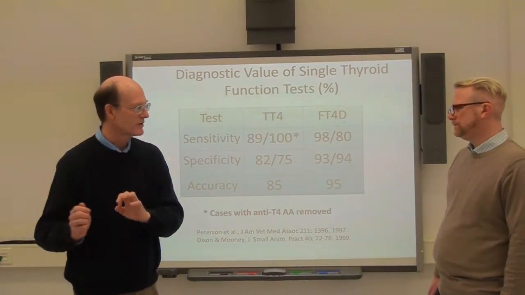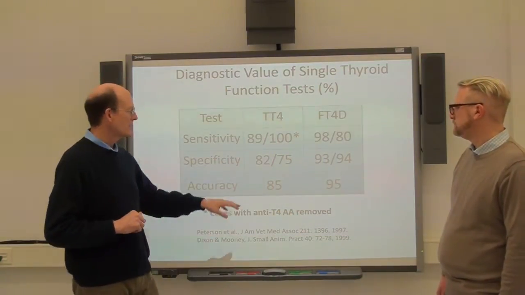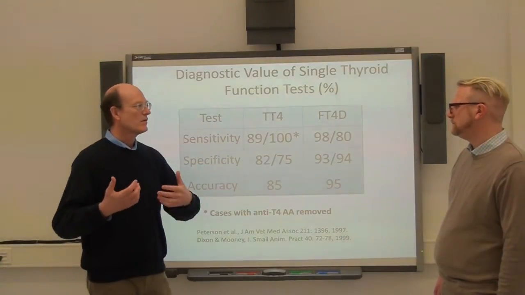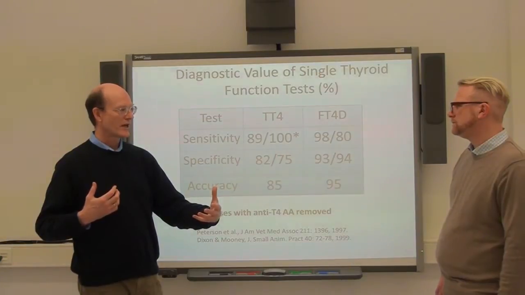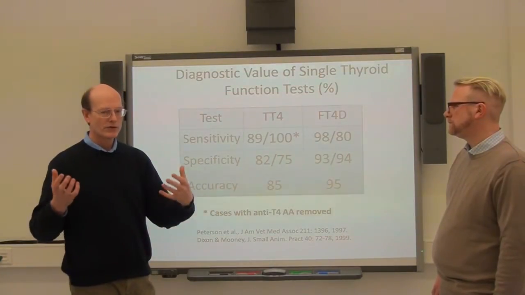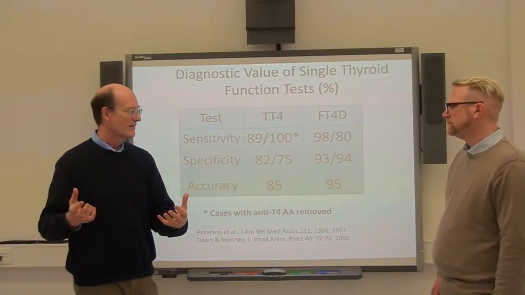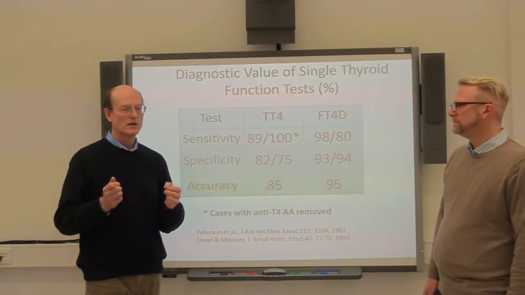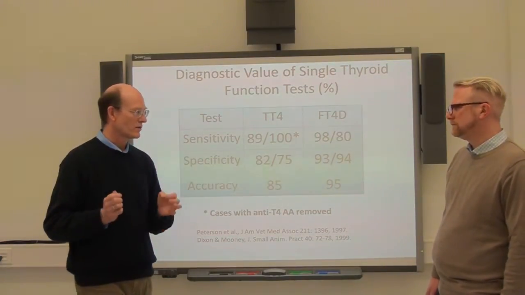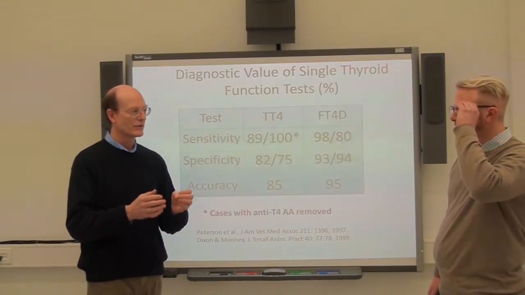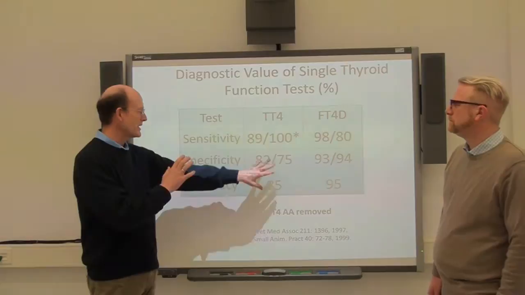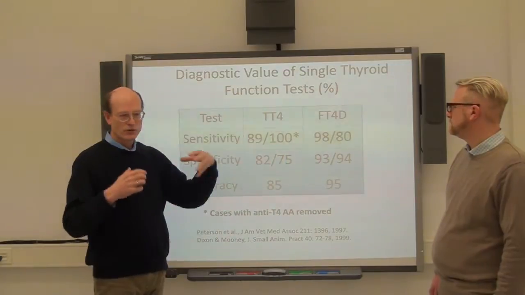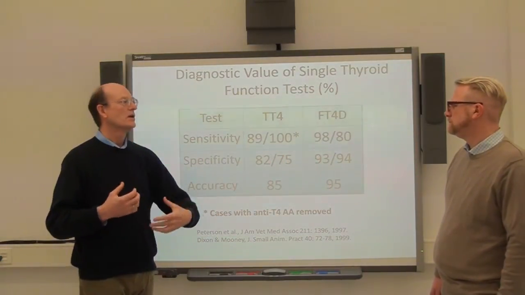You're ruling out hypothyroidism. In the other study, the number rose almost to a perfect number, 100%, when they took out animals that had something that would alter the T4 because they have antibodies. The most common disorder in dogs is autoimmune thyroiditis, and in a very small subset of animals it will produce T4 autoantibodies that make the T4 assay worthless.